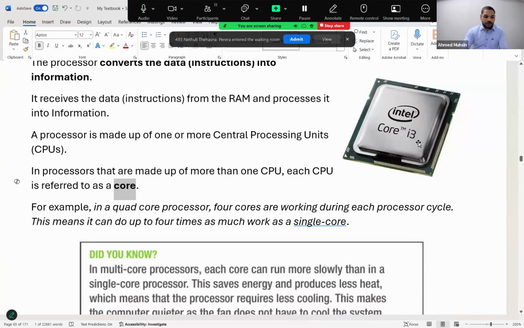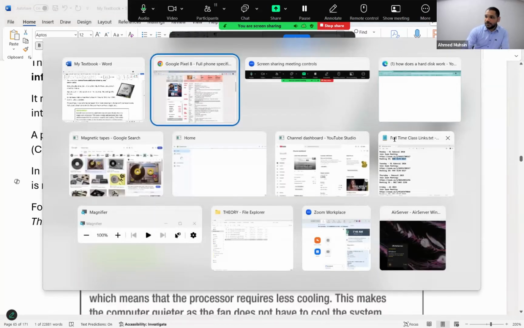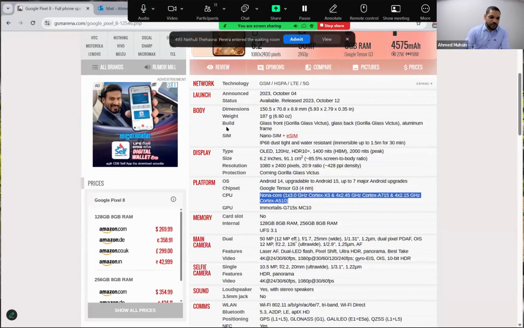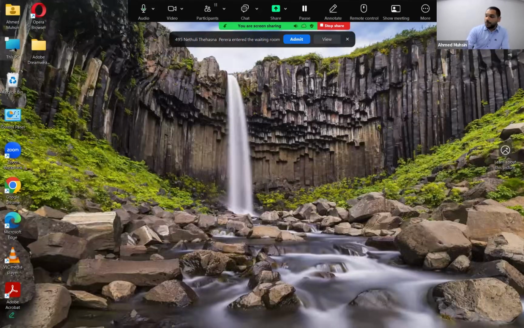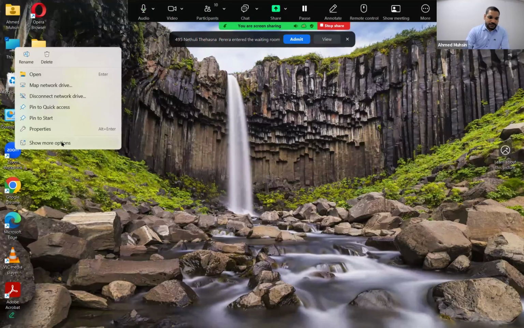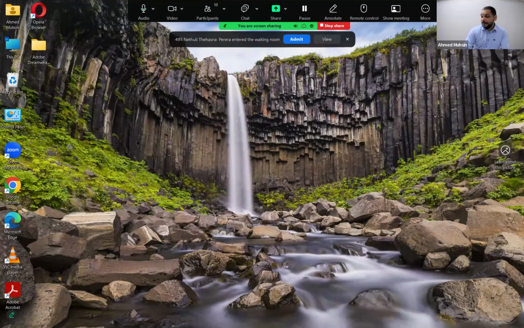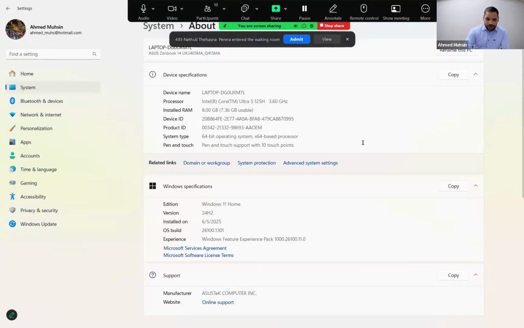So I showed you in GSM Arena. When you're buying a laptop, in the specifications, they will tell you how many cores. Everybody okay with it? But let me just show you here also. In your laptop, if you right click over here and come to properties, it will show you there also.